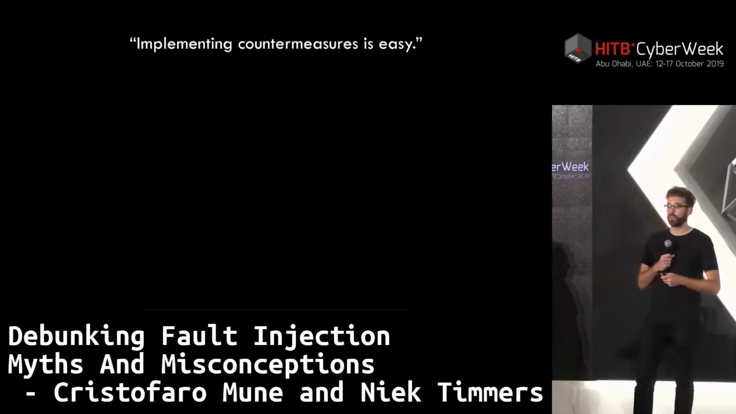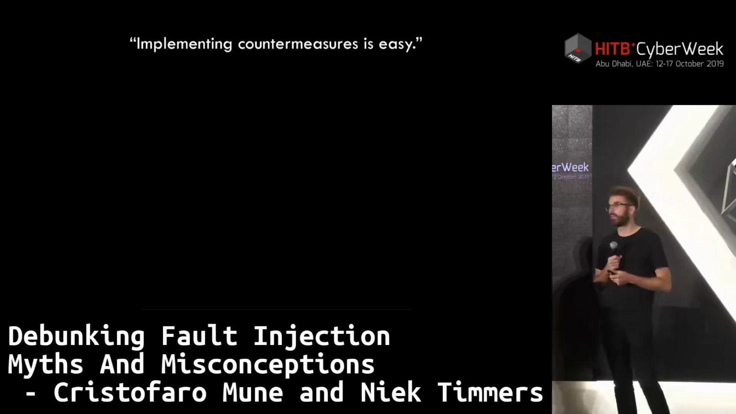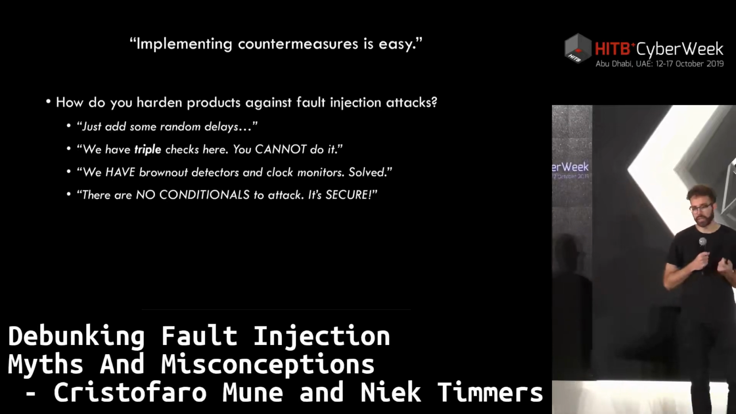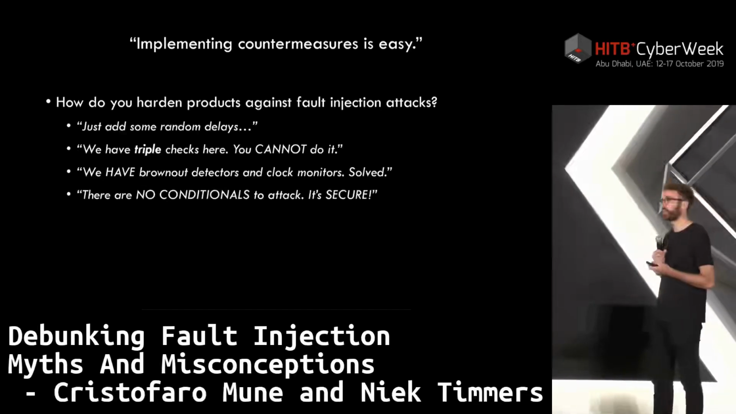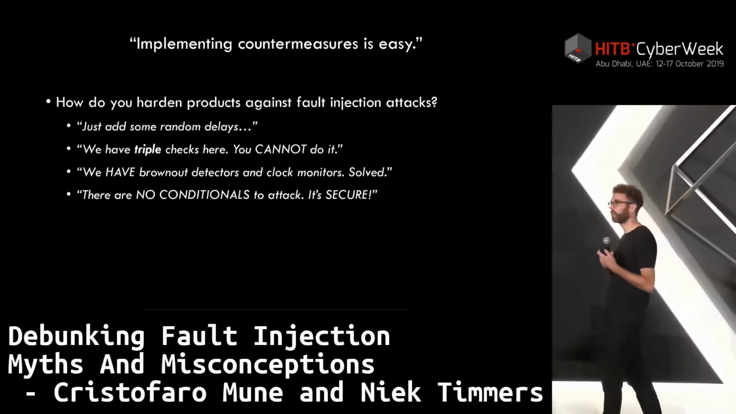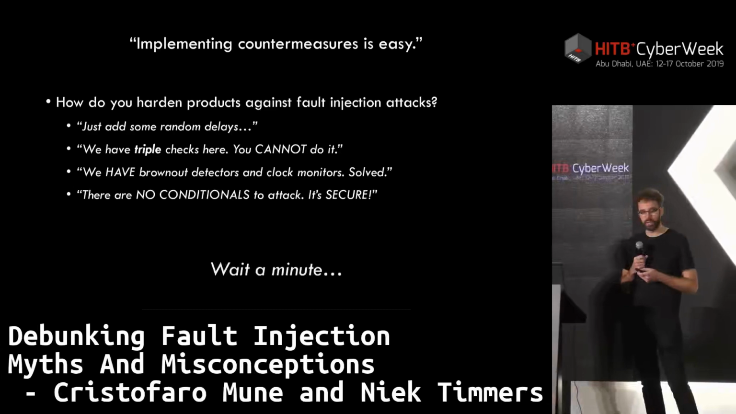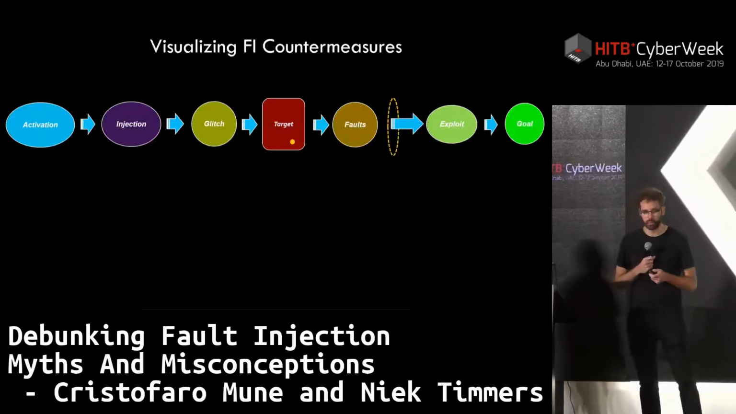Implementing countermeasures is also often a remark we get at the end of a presentation. Somebody raises their hand and asks, why don't you just install a brownout detector or a glitch detector and get rid of these attacks entirely? Well, it's kind of true, and there are other things you can do, like adding random delays or additional checks, and all these things make it more complicated to perform a certain attack. But they do not really prevent it, because let's have a look at our model again.